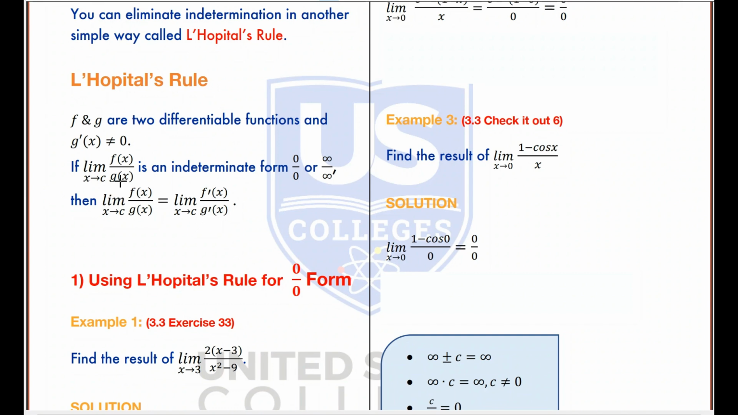It says if f and g are both differentiable, the limit as x approaches c of function f divided by function g is the same as the limit as x approaches c of the derivative of function f over the derivative of function g. You may confuse this with the quotient rule. This is totally different. We are not taking the derivative of this quotient. We are taking the derivative of the top separately, the bottom separately, and taking the limit of the result. You'll get the same result by L'Hopital's rule.